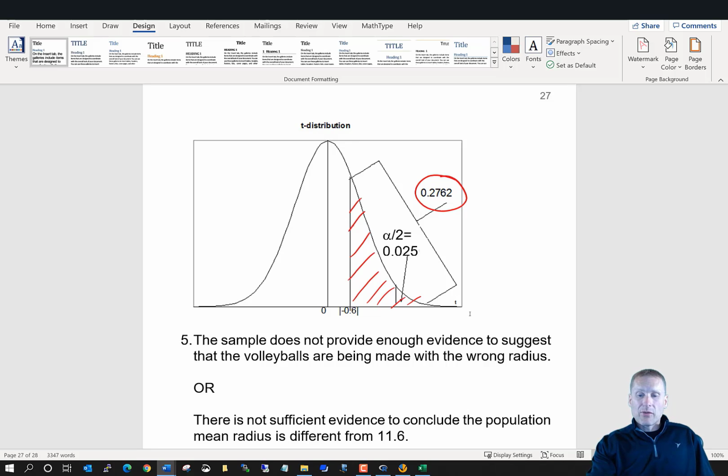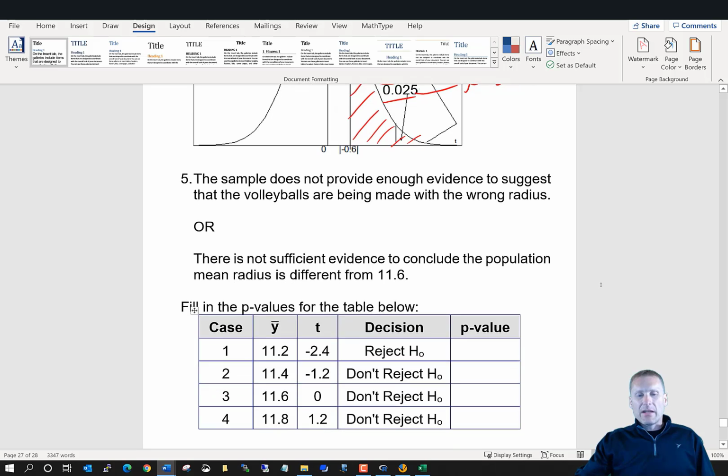And if we wanted to, we could have actually just compared to alpha divided by 2, 0.025, and had exactly the same conclusion. In standard practice, though, people will always multiply this by 2, so that you can compare directly to alpha itself. So step 5, what does this mean in terms of the original problem? Well, the sample does not provide enough evidence to suggest that the volleyballs are being made with the wrong radius.